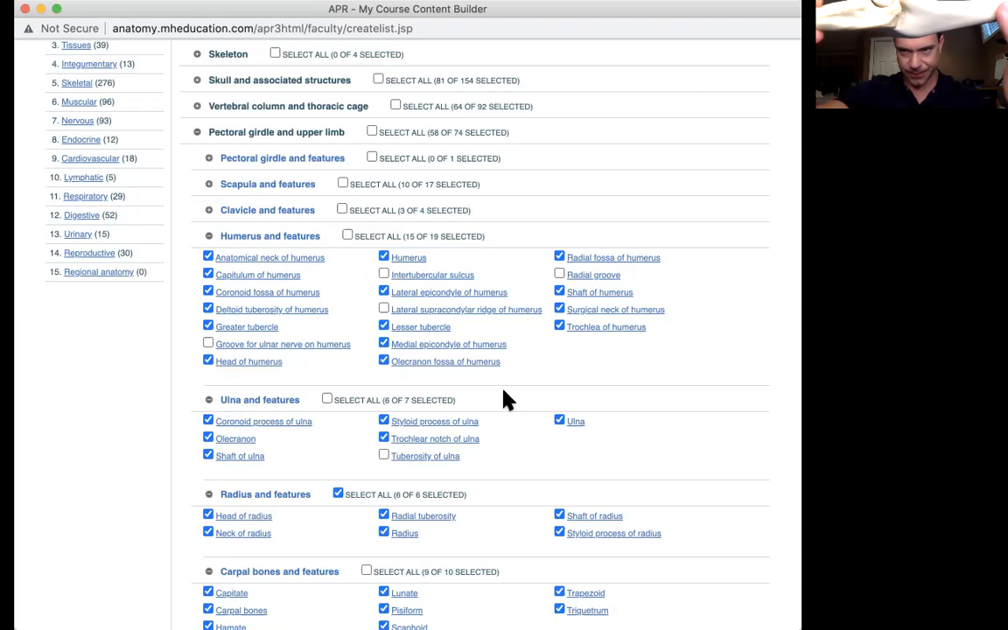I have the coronoid fossa, I have the olecranon fossa. The last two things we have, oh, I'm sorry, radial fossa. The radial fossa is really small. If the coronoid fossa is medial, the radial fossa is lateral, right there. It's a very shallow little depression.